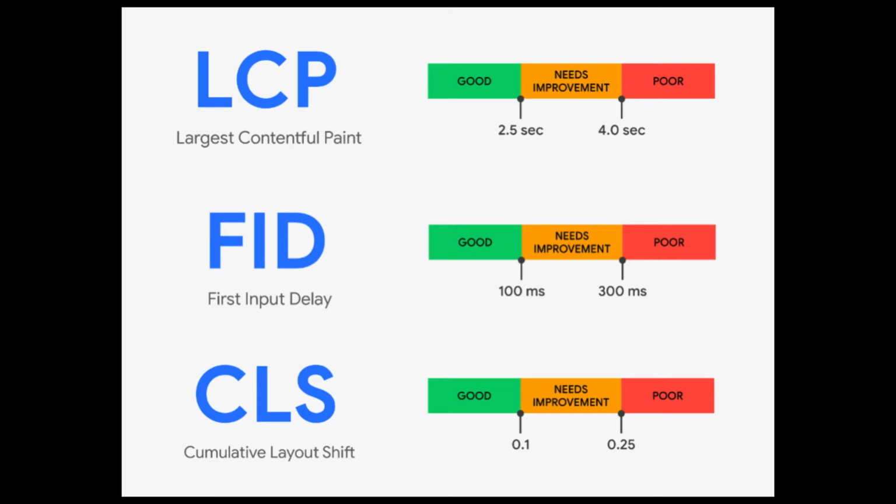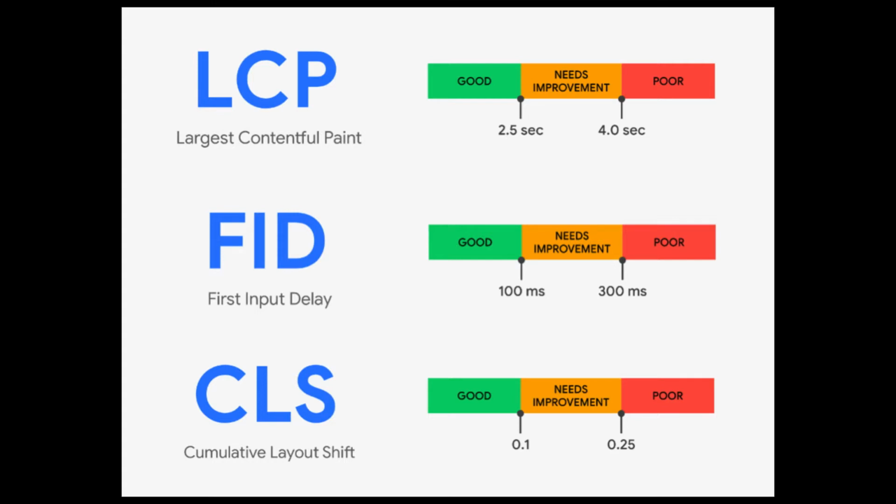Now here's what these things are in plain English. The largest contentful paint is basically a measure of the site speed. Specifically here, it's how long it takes from when the person clicks the link to your site to where the biggest element on the page shows up for them, okay? So that's basically what that is.